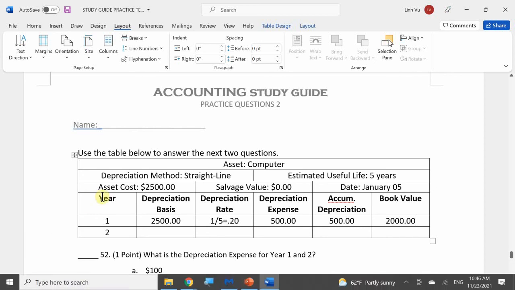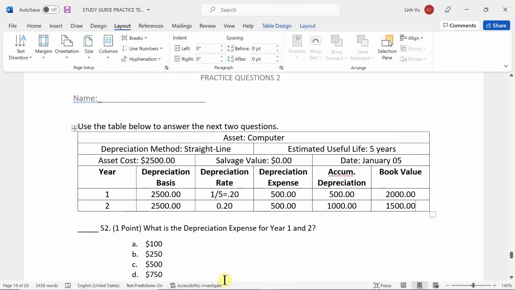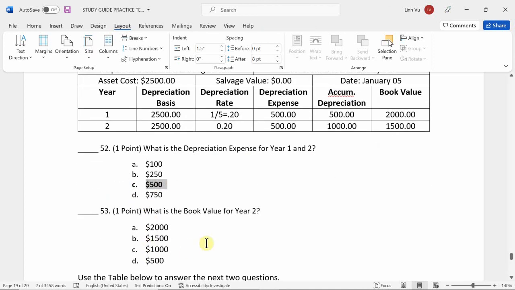$2,000. So what's my depreciation basis going to be for year two? It's the same. Good. And so was the rate, and the depreciation expense. That means we have 1,000 accumulated, and the book value is going to be 1,500. Here's what the question is going to ask you. I can ask you any question. Is it going to be depreciation expense? Is it going to be based on book value? In this case, what is the depreciation expense for year one and year two? It's going to be 500. Good. And now the second question is, what is going to be the book value for year two?